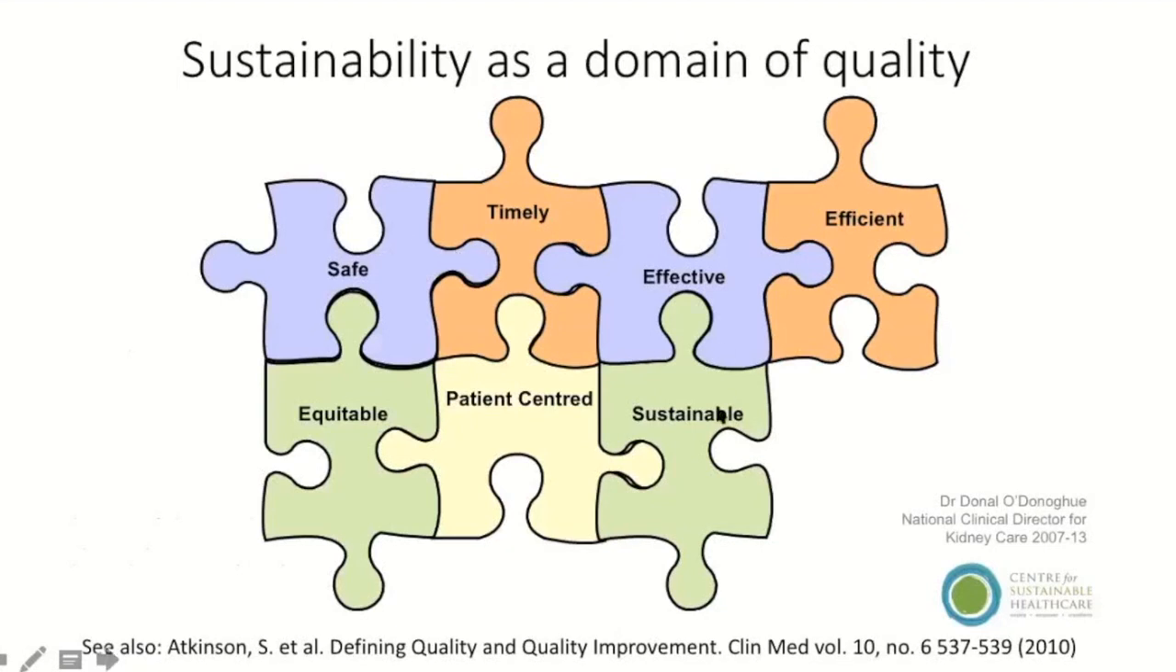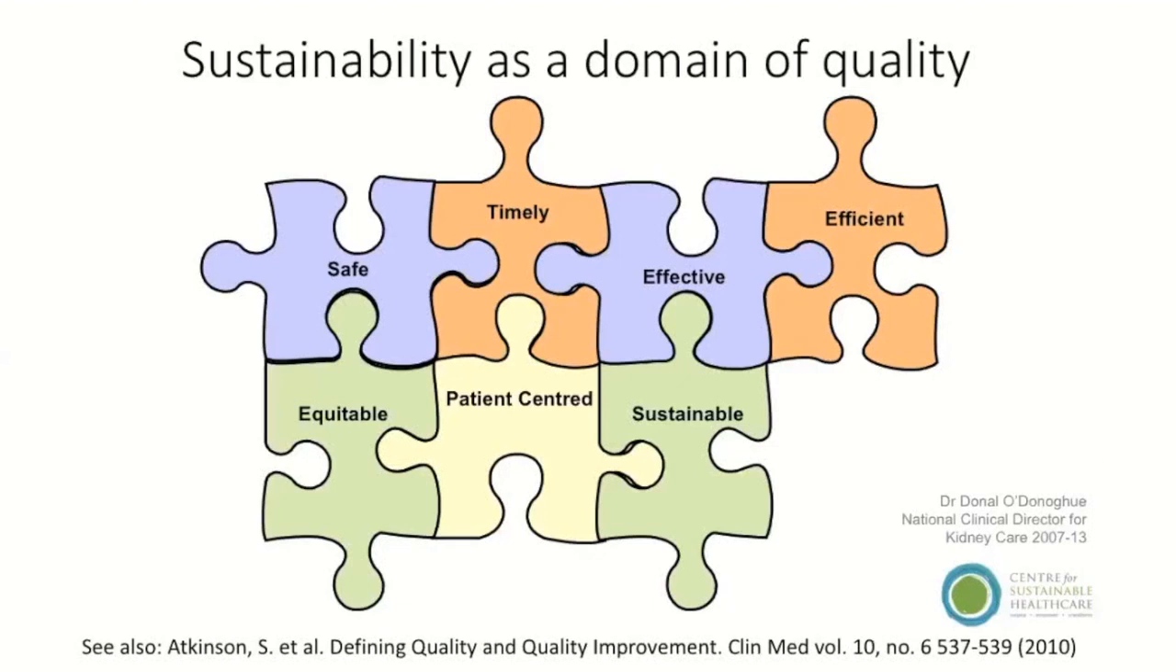When you take that perspective, you can see sustainability as a domain or a dimension of quality. We've got quite a mixture of people on this webinar, but I think many of you will be familiar with the 6 domains of quality: safety, timeliness, effectiveness, efficiency, equity, and patient-centeredness. Sustainability fits right in there, and many times it can strengthen the others. That's something that the Royal College of Physicians has embraced.